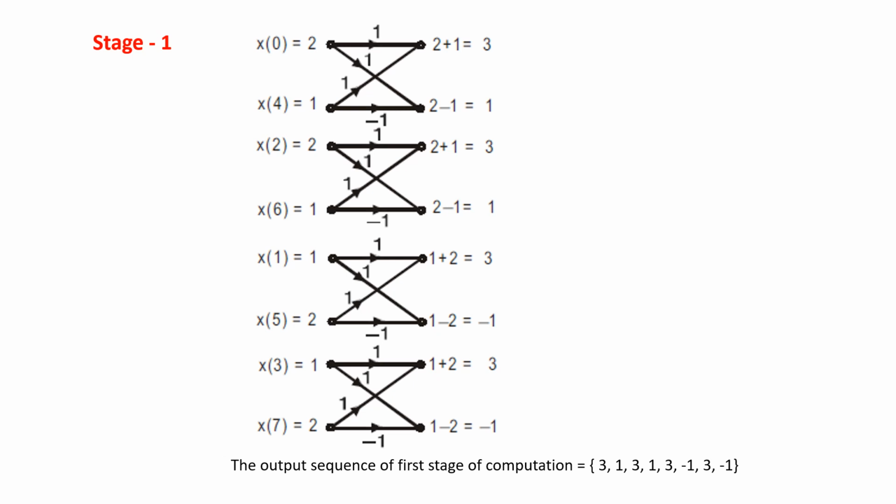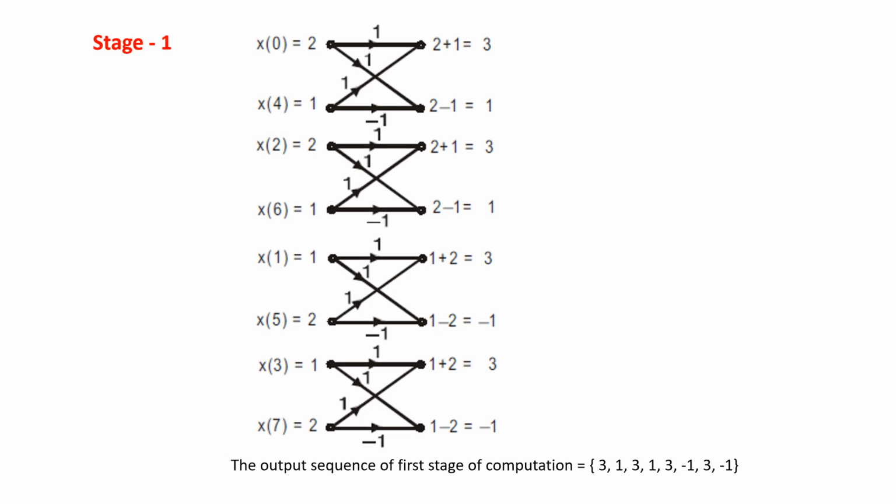So for stage 1, the input is fed in bit reversal order. So X of 0 is 2 and X of 4 is 1, X of 2 is 2, X of 6 is 1, X of 1 is 1, X of 5 is 2, X of 3 is 1, X of 7 is 2.